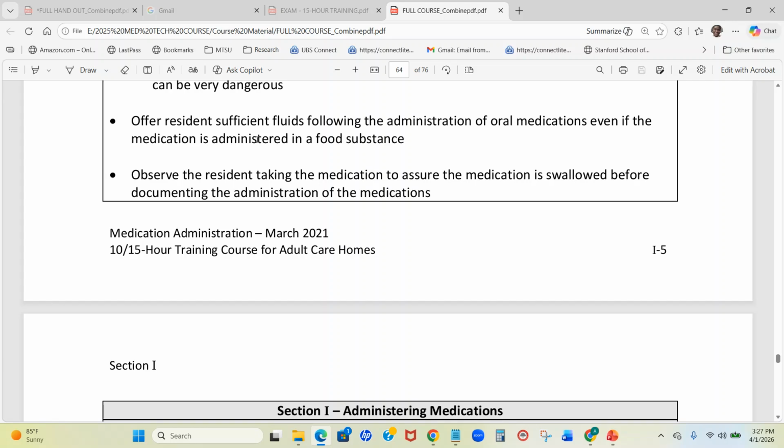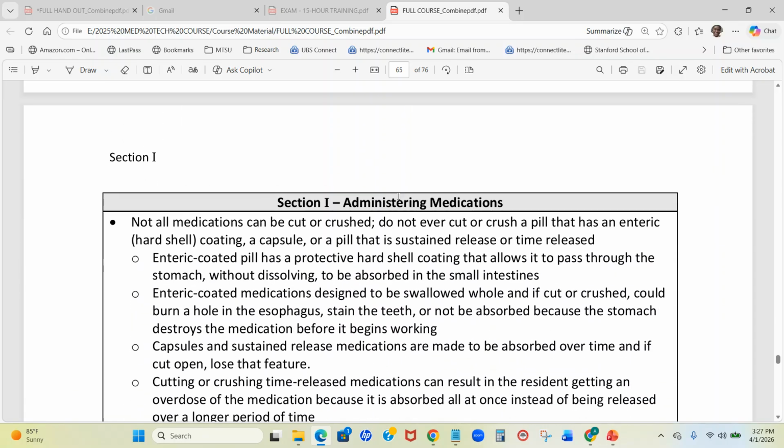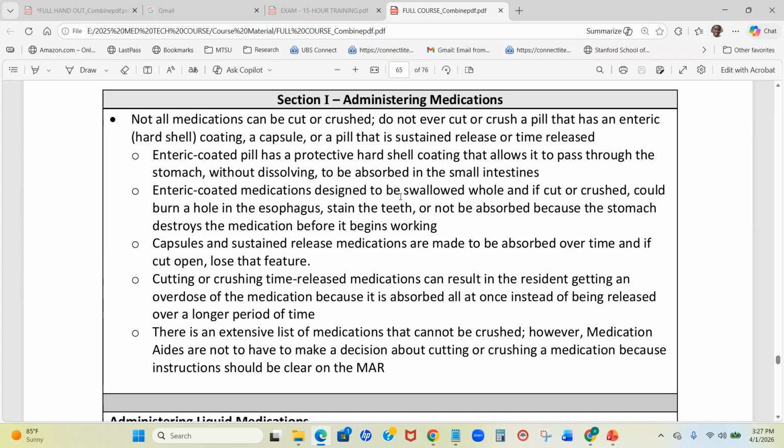Offer residents sufficient fluids following the administration of oral pills. If they were administered with food, offer more water to push it down. Observe the resident taking the medication to ensure that the medicine has been swallowed before documenting. It's very important. Not all medication can be cut or crushed.